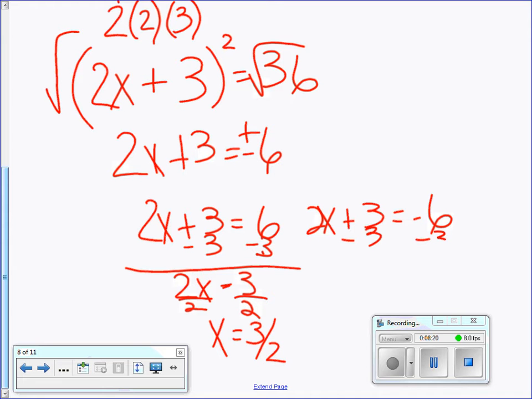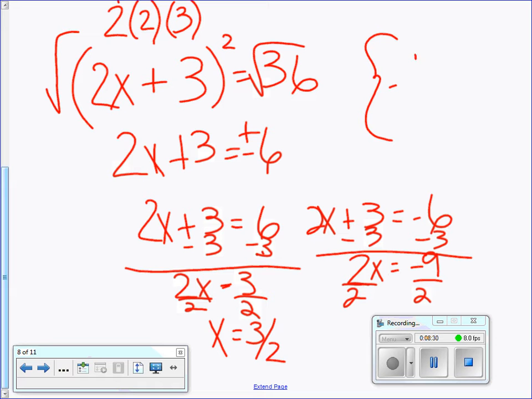Subtract 3 from both sides. I get 2x equals negative 9. Divide by 2, I get negative 9 halves. So my solution is negative 9 halves and 3 halves.